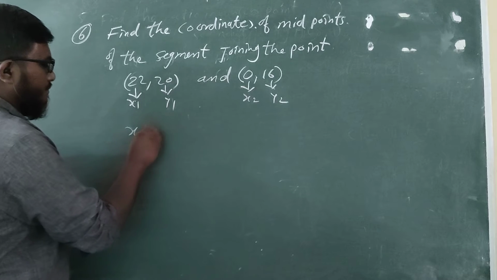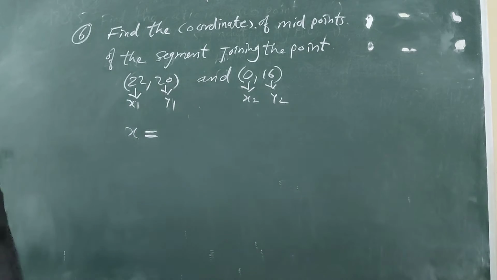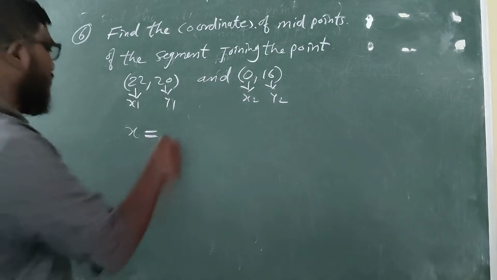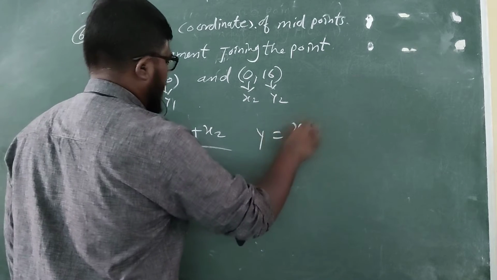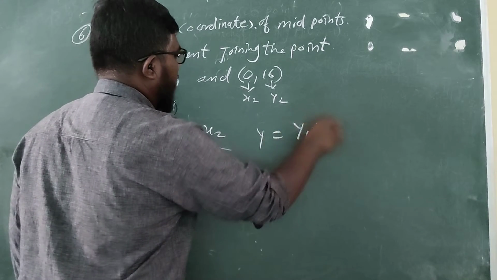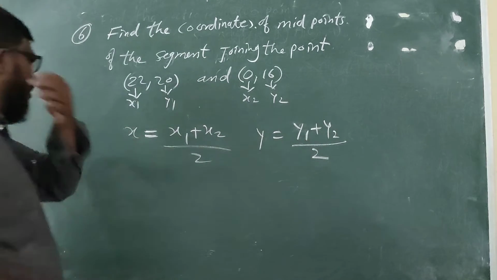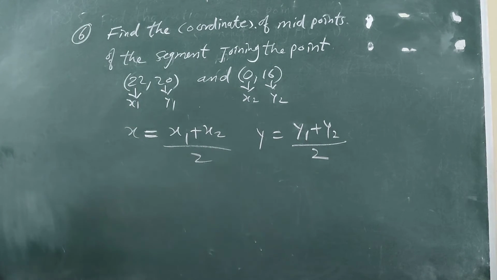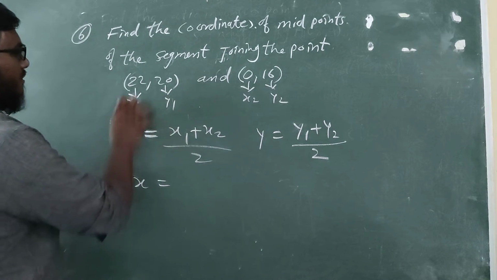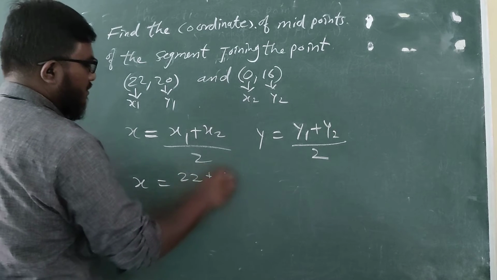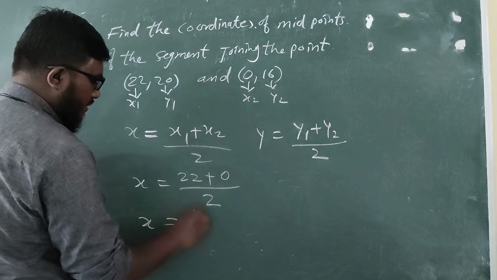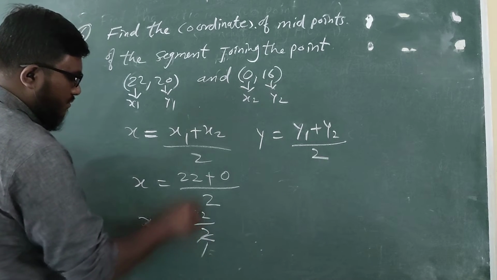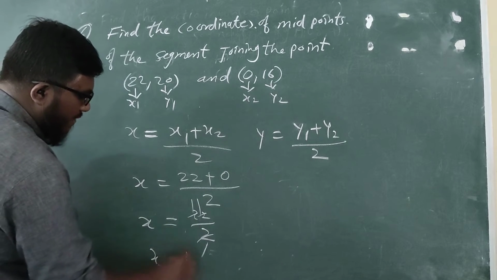x is equal to x1 plus x2 divided by 2, and y is equal to y1 plus y2 divided by 2. Now we have to find the coordinates of P, which is dividing the segment. Now x is equal to, what is x1? x1 is 22 plus 0 divided by 2, that is x is equal to 22 upon 2, 2 under 2. Now x is equal to 11.